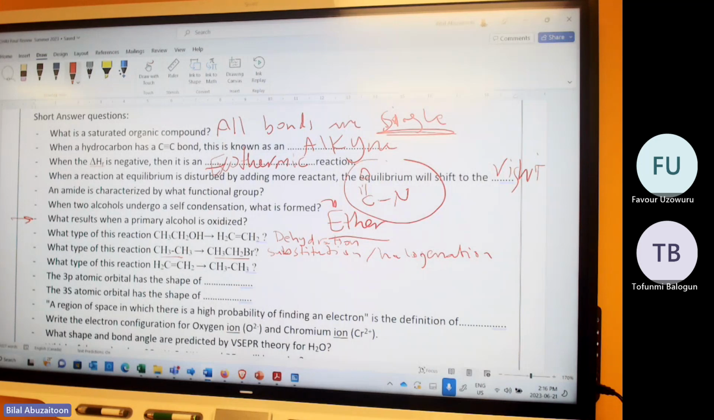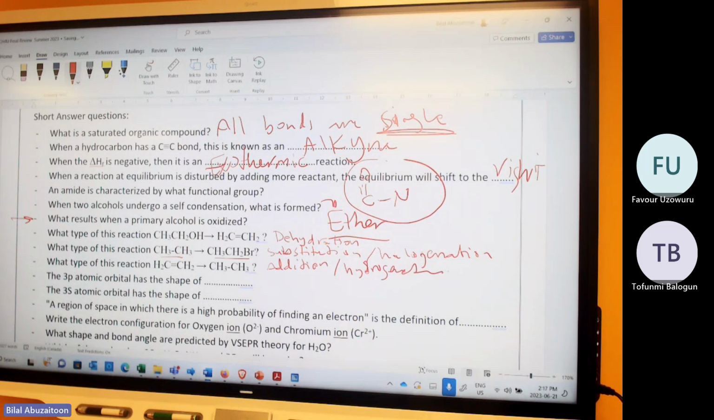What type of this reaction? Alkene to alkane. Addition in general, or in this case specifically hydrogen. Yes, hydrogenation.